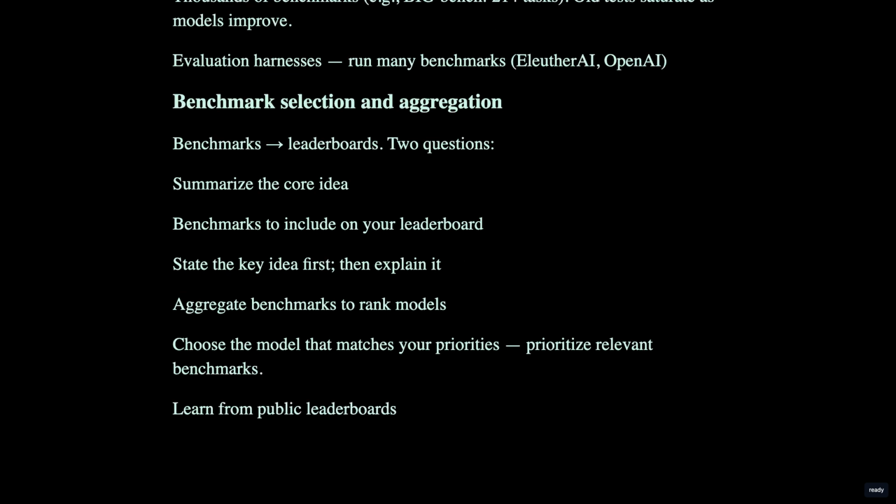Study existing public leaderboards to see concrete design choices, what benchmarks they include, how they compute and display metrics, and how they accept and validate submissions. Notice evaluation scripts, dataset splits, versioning, and anti-cheating policies. These are practical patterns you can adapt when building your own leaderboard.